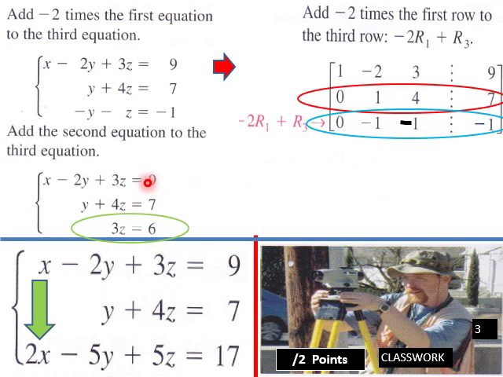Now our next step: add the second equation to the third equation. We're going to add our second to our third. This will go away. And then 4 and -1 will be 3, and then 7 and -1 would be 6. So here is our new third row here, and we're still left with this here. So this is after we add the second equation to the third equation.